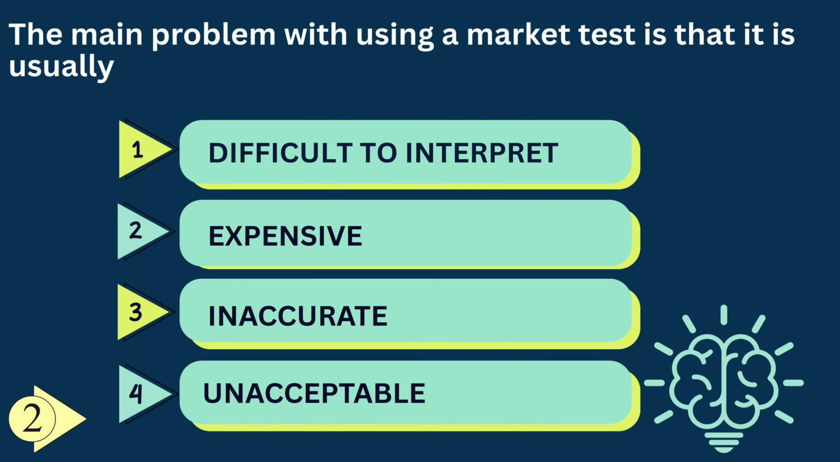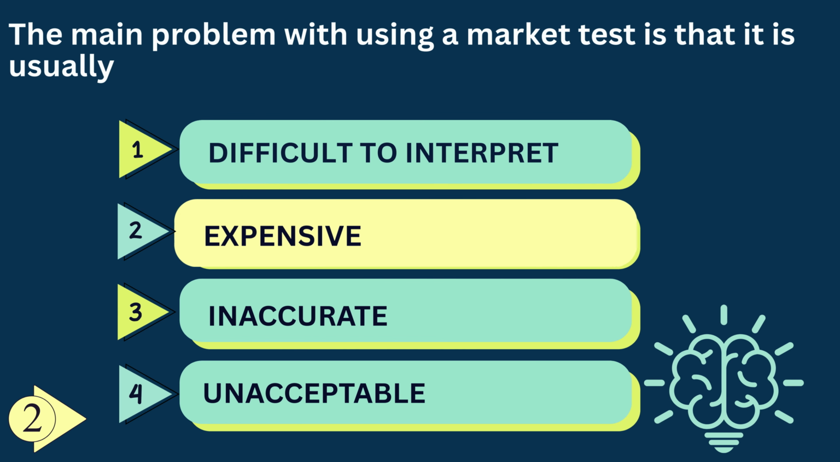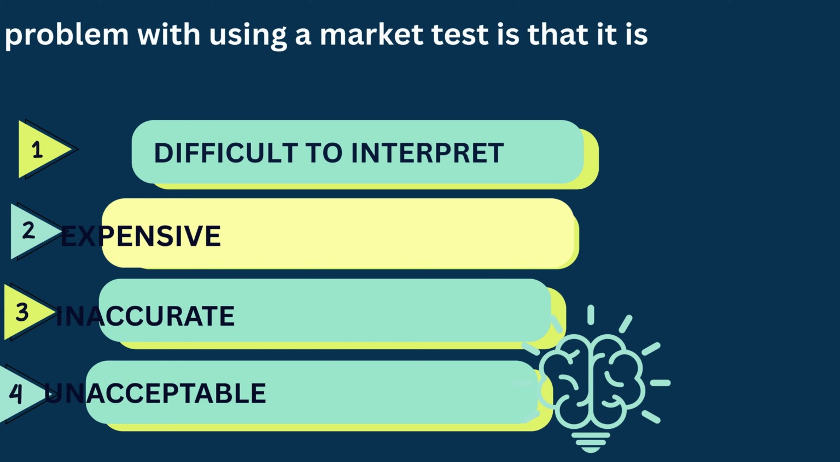The main problem with using a market test is that it is usually: option 1, difficult to interpret; option 2, expensive; option 3, encrypted; option 4, unacceptable. And the correct answer is option 2, expensive.